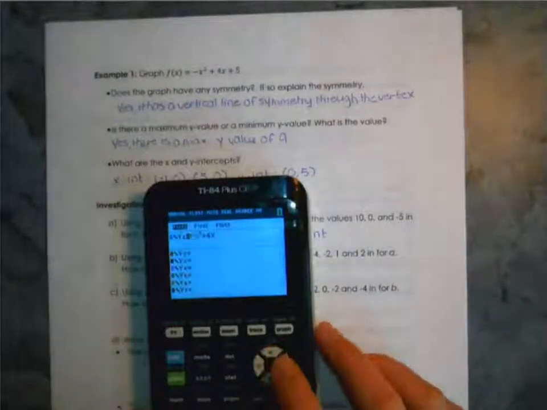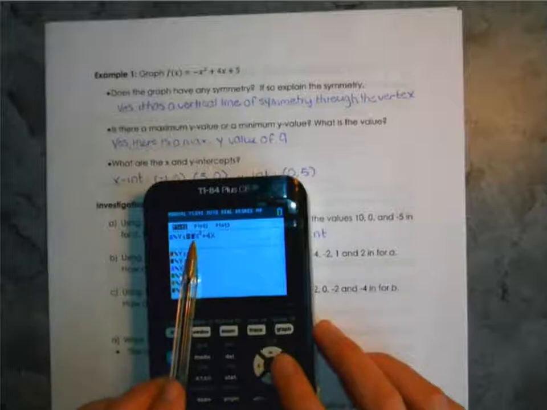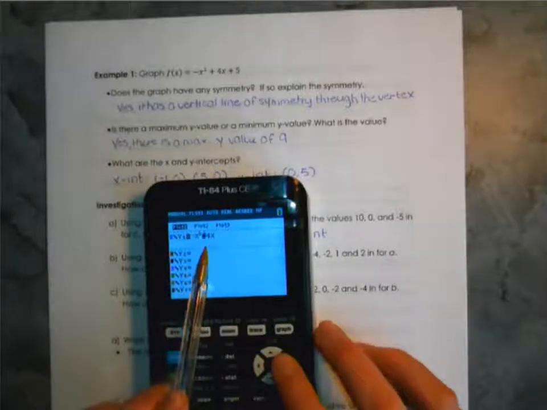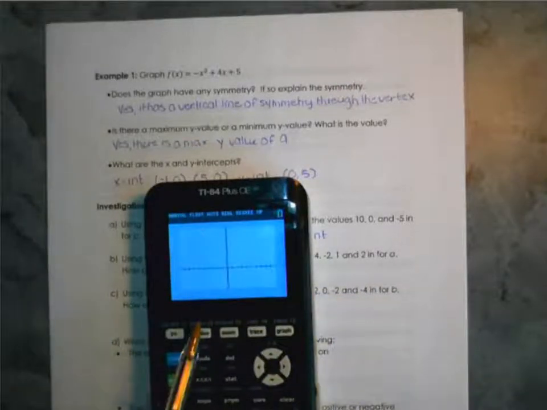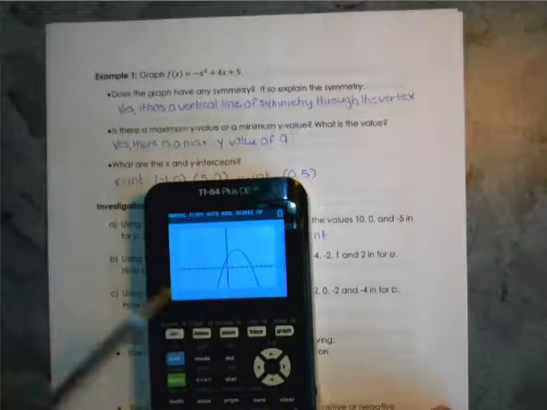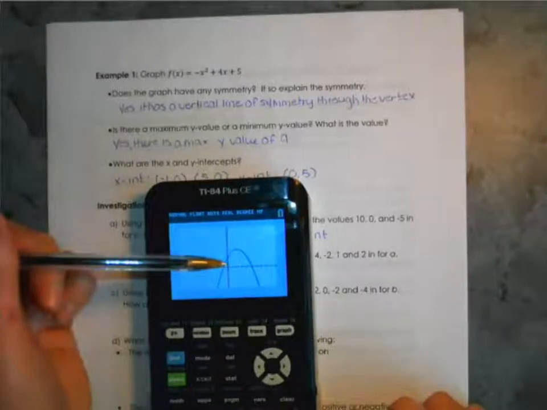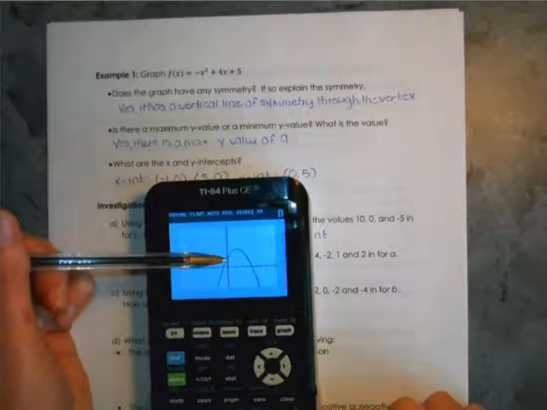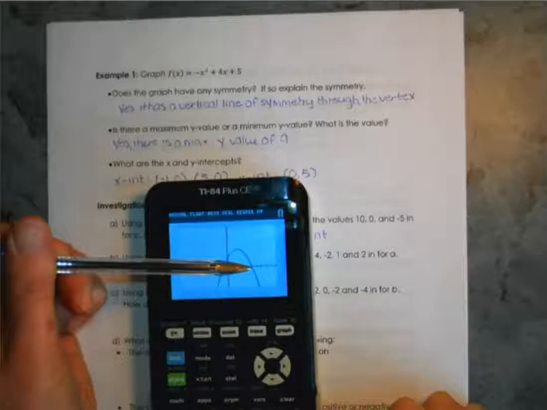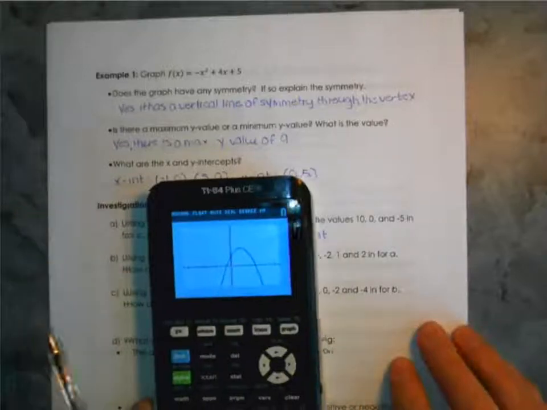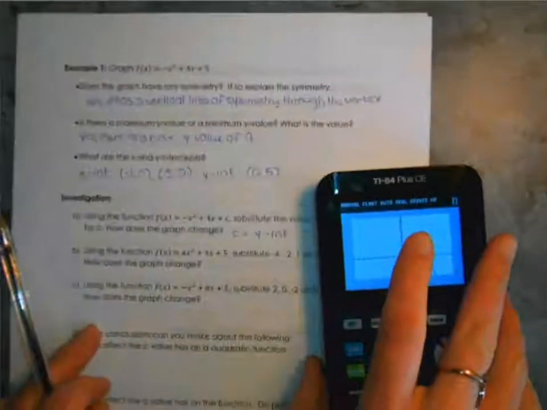So let's go back to this one. Remember we started out with negative x squared plus 4x plus 5. Let's have a quick look at what that graph looks like to remember. So this is our base graph that we are looking at. You can see we have a y-intercept of 5, a maximum of about 9, and x-intercepts at negative 1 and positive 5. So just remember that general shape.